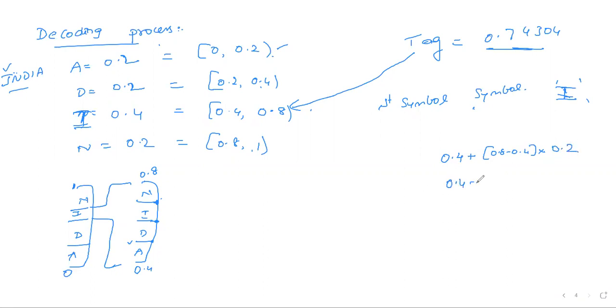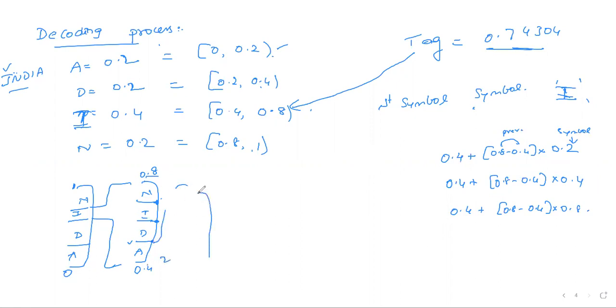So lower interval plus the difference of the interval into the symbol interval. I am calculating the symbol intervals here: 0.4 plus (0.8 minus 0.4) into 0.2, next into 0.4, next into 0.8, because this is the symbol interval. This is the previous interval. Suppose I am transmitting I, then this interval becomes the previous interval. So you have to calculate these values.